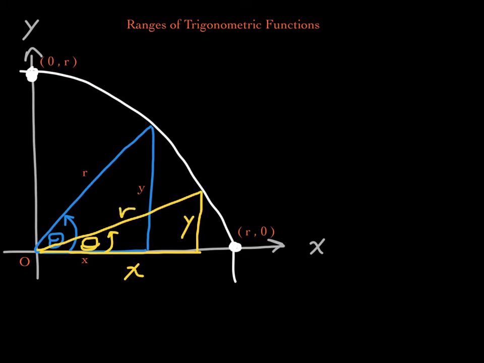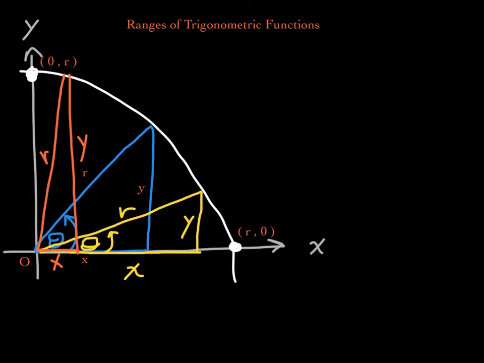Okay? Now, let me draw you another angle. Let's draw a larger angle here, so it's really close to 90 degrees. Okay? Notice that y gets really large, x gets really small, and r is the same.